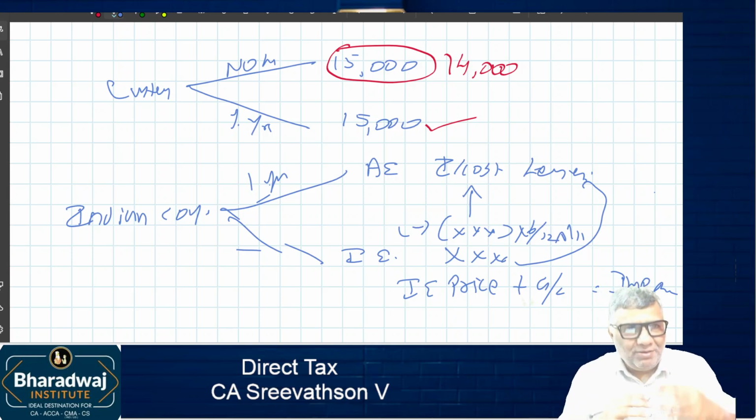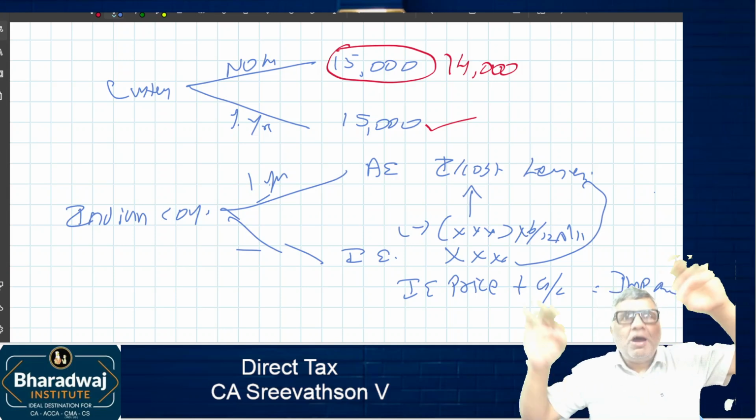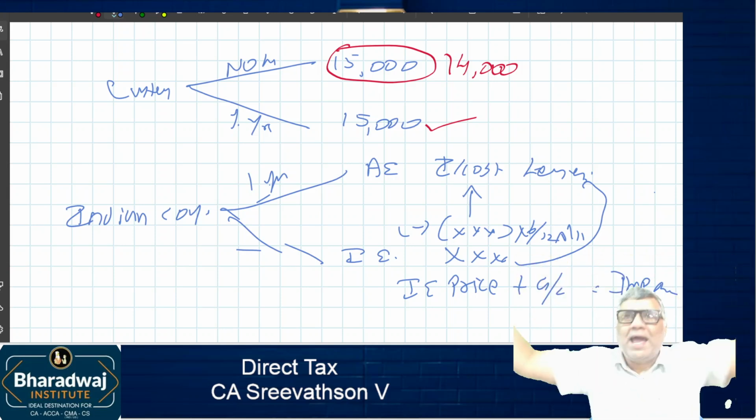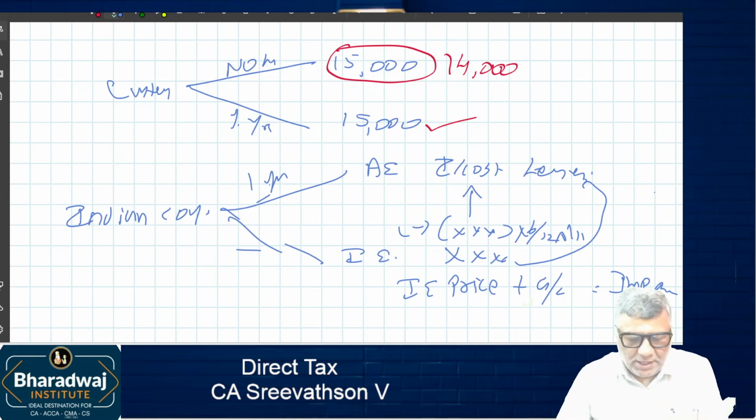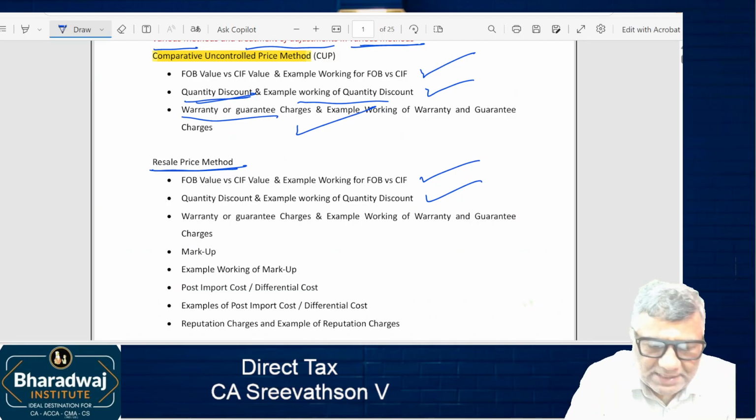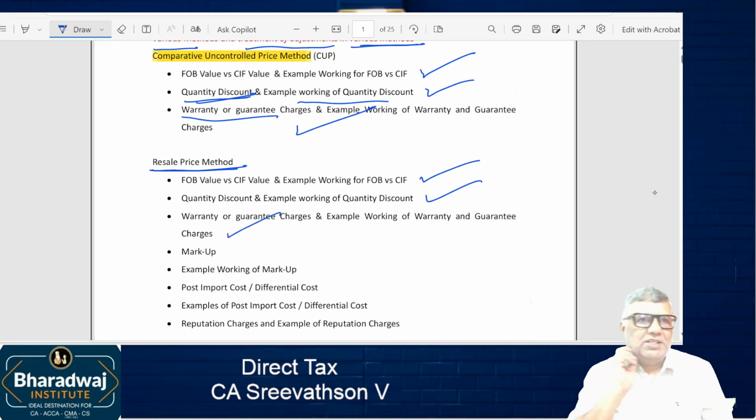Always when you take the independent party, for a minute think what is happening. That will lead you to the answer. This is logic. For a minute, keep down your pen. Look into it from your perspective. You will get the answer within no time. So this is what warranty and guarantee charges are.